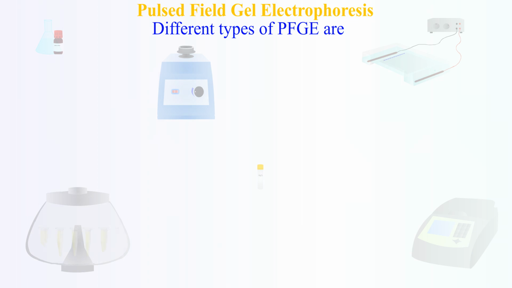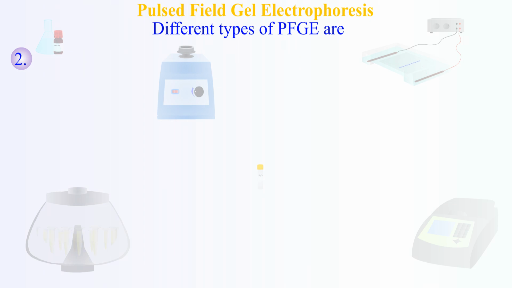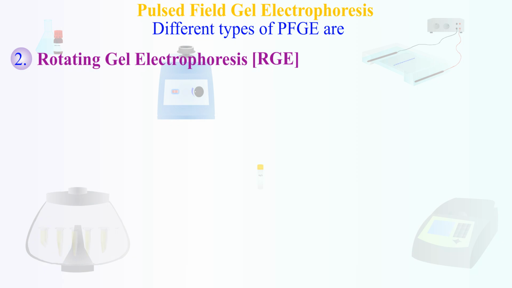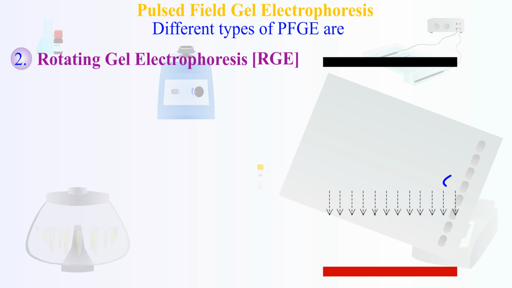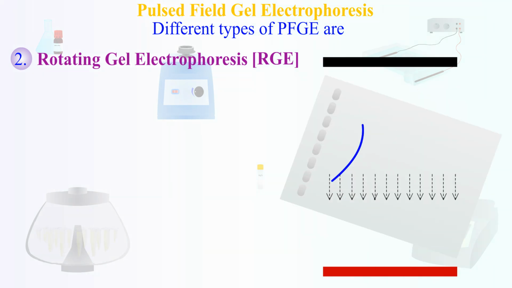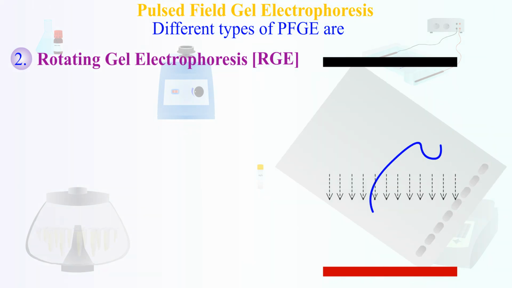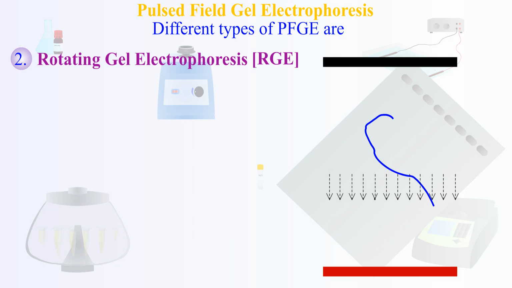Types of PFGE are: 1. Standard PFGE. Here the electric field will alter the direction at fixed angles of 120 degrees. It is used to separate large DNA fragments. 2. Rotating gel electrophoresis. The gel itself is rotated during electrophoresis to allow uniform reorientation of DNA. It will provide better resolution for very large DNA fragments of more than 2 megabases.